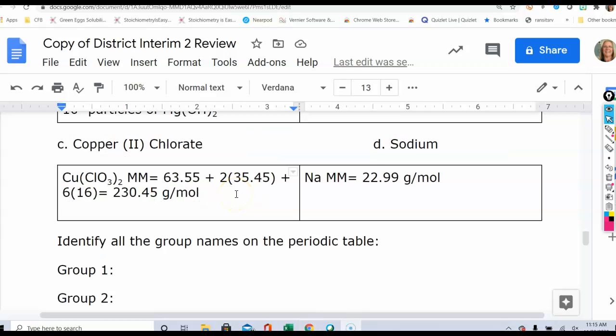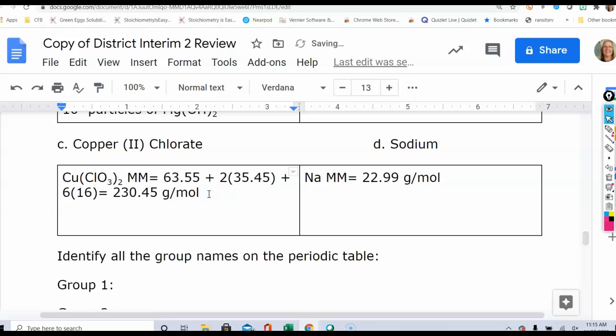Okay, so after I wrote my formula of copper 2 chlorate, I added up the molar masses for the copper, 63.55, and 2 times the molar mass for chlorine, because of the 2 on the outside of the parentheses, and 6 times the molar mass for oxygen, because the 2 multiplies by the 3 next to the oxygen. So I ended up with 230.45 grams per mole.